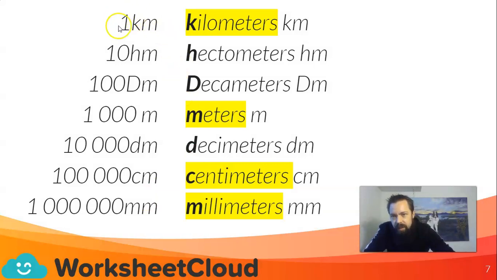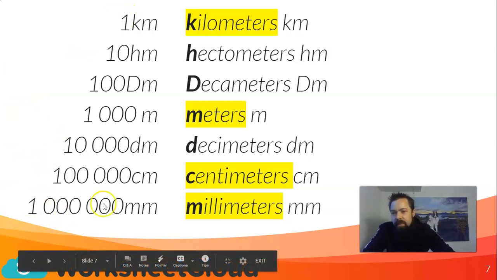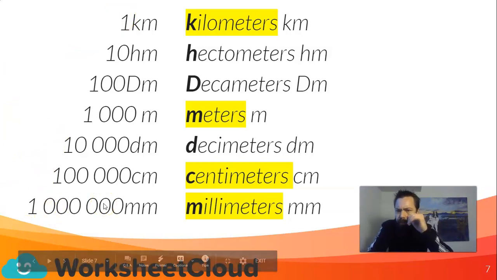So have a look over here. If I've got 1 kilometer, that is equal to 10 hectometers. 1 kilometer is equal to 100 decameters. 1 kilometer is 1,000 meters. 1 kilometer is 10,000 decimeters. 1 kilometer is 100,000 centimeters, and 1 kilometer is 1,000,000 millimeters.